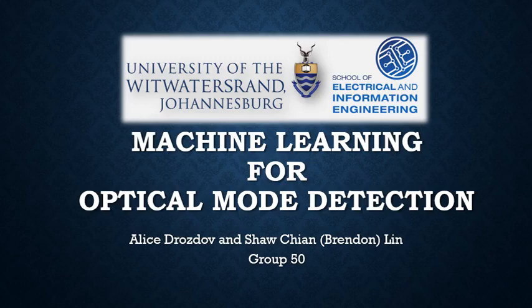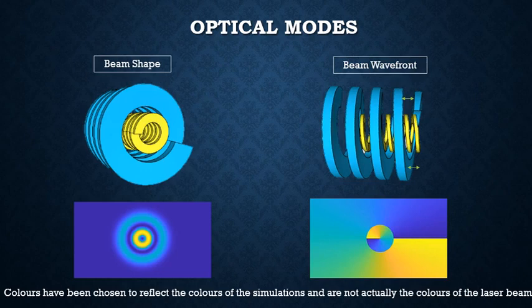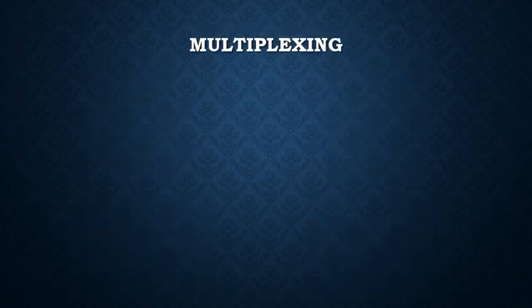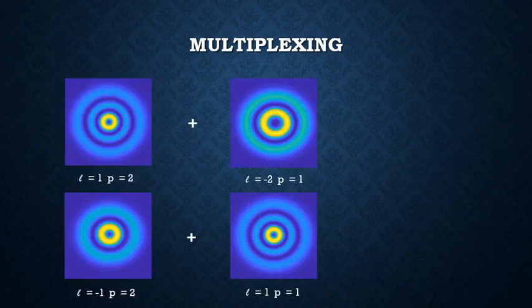We are doing our fourth year electrical engineering project on machine learning for optical mode detection. Laser beams can have different cross-sectional shapes and wavefronts. These different shapes are known as optical modes. Their advantage is that many of them can be sent at the same time without them affecting one another, which is not possible with other shapes.